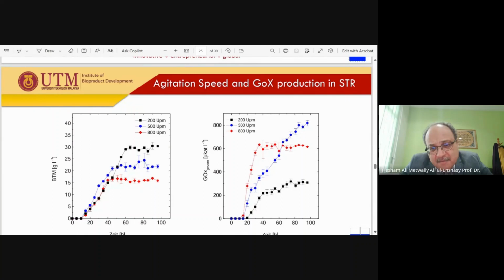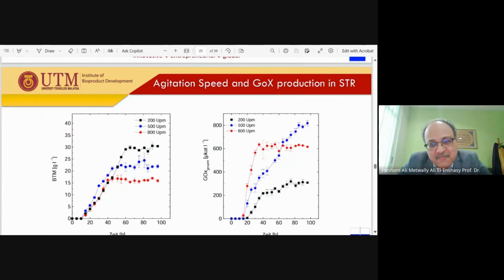At 500 RPM, you can find, sorry, some of the slides are in German because I was delivering some lectures recently in Germany. UPM is Umdrehung pro Minute, which is RPM, rounds per minute. BTM is Biotrockenmasse, which is the cell dry weight. Sorry, I didn't translate it again to English, but I think it's clear for you.